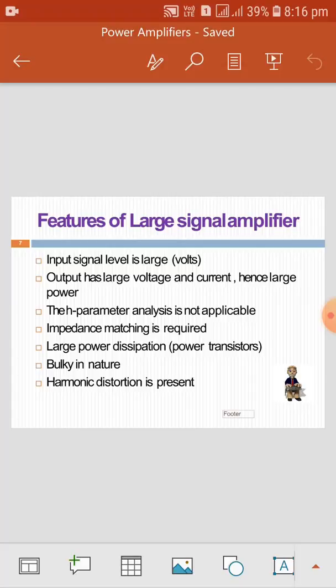And one more thing is, in a small signal amplifier we can go with H parameter analysis, but H parameter analysis is not applicable in the case of a power amplifier, because we have a small voltage amplifier as well as a power amplifier connected in cascade. H parameter is not applicable. Impedance matching is required since we have to match the voltage amplifier and power amplifier, hence it will be capable of transferring maximum power to the load. And one more thing is large power dissipation, which means you know the concept of thermal runaway.